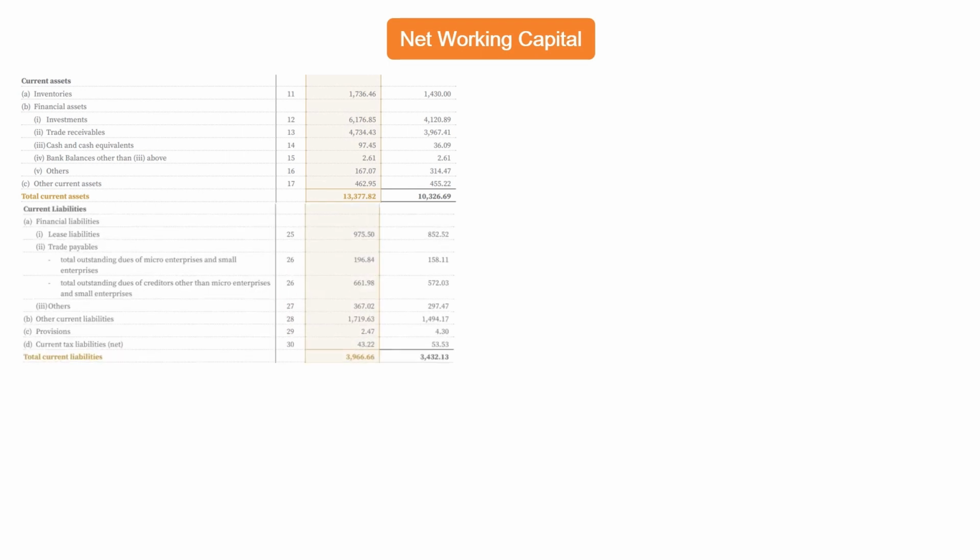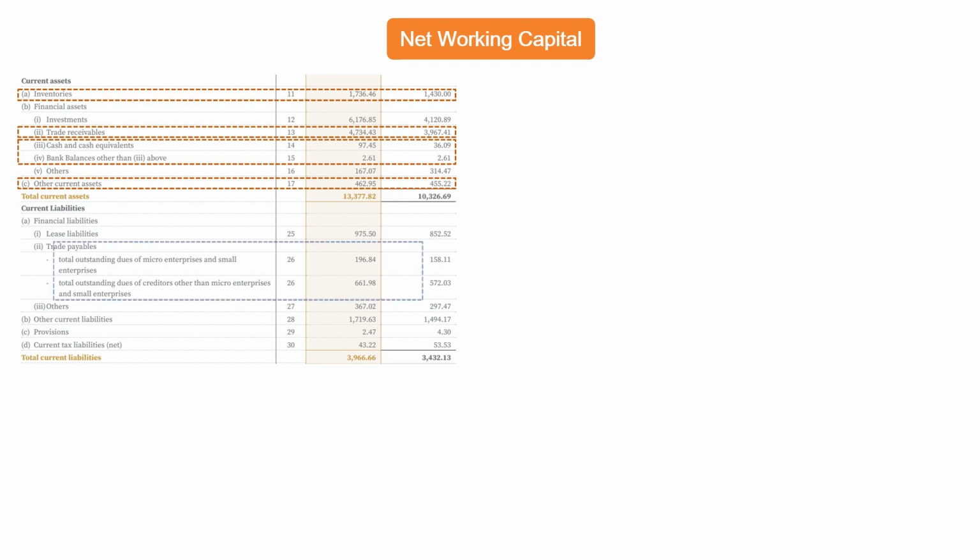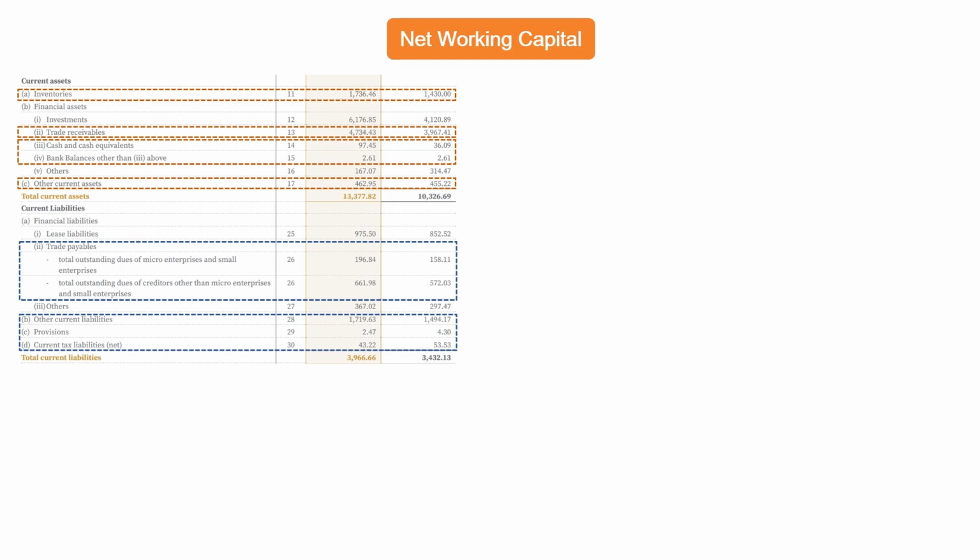To calculate net working capital, we need current assets and current liabilities. From current assets, we will not take all the current assets minus current liabilities. We'll adjust a few items, which is why I provided the formula as adjusted current assets and non-interest bearing current liabilities. So we will take inventories, trade receivables, cash and cash equivalents, and other current assets from current assets, and from current liabilities we will take trade payables, other current liabilities, provisions, and current tax liabilities.